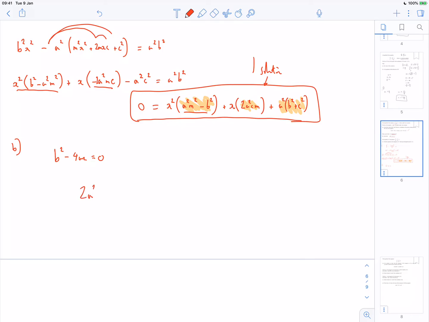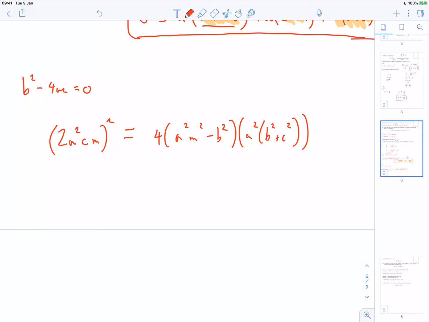So that's 2a squared cm all squared minus 4 lots of a, which is a squared m squared minus b squared, times by c, which is a squared b squared plus c squared. That equals 0. Well, if that equals 0, then I can just set one side equal to the other. On the left hand side, I'm going to have 4 lots of a to the 4 c squared m squared. And then that 4 can cancel with this 4.